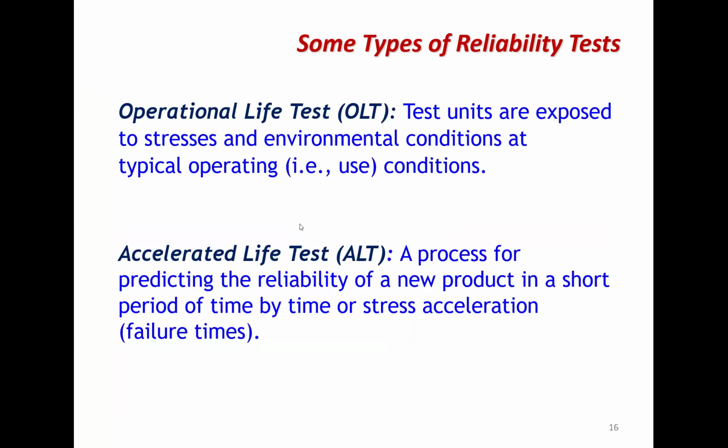Now, let's talk about what types of reliability test we may have. The first one is the operational life test. Basically we just test units. Those test units are exposed to stresses and environmental conditions at a typical operating condition. Basically, it's called use conditions. So for instance, if you use an electronic device in a room at room temperature, you test your device at room temperature and collect the lifetime data. This is called the operational life test.